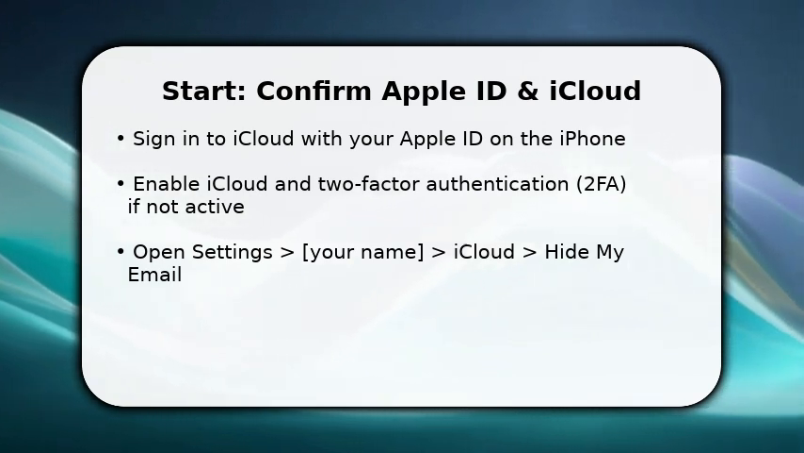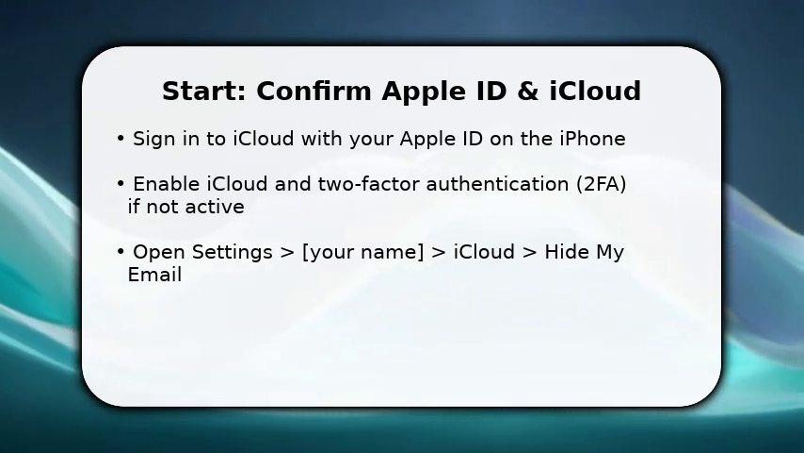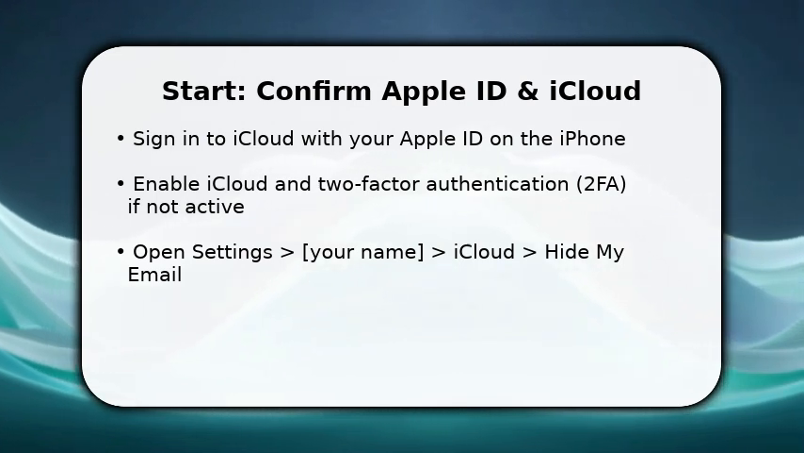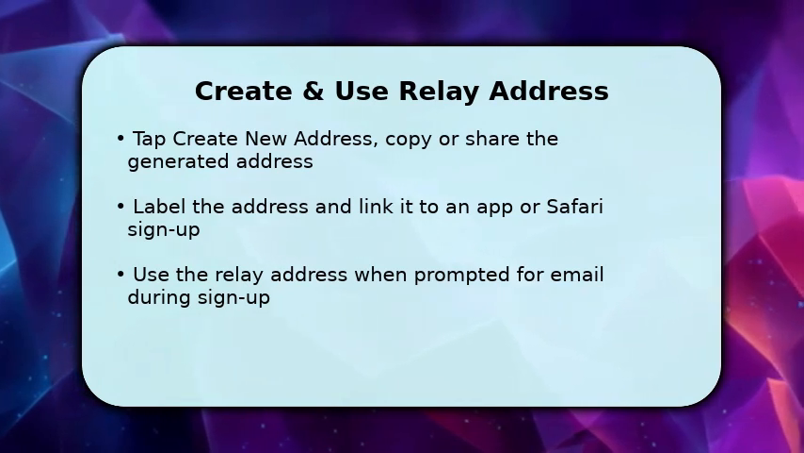Once you tap Hide My Email, press Create New Address and label it for the service you're using. This binds a random relay address to your account and keeps your real email private. Now you'll generate and apply the relay address in context.